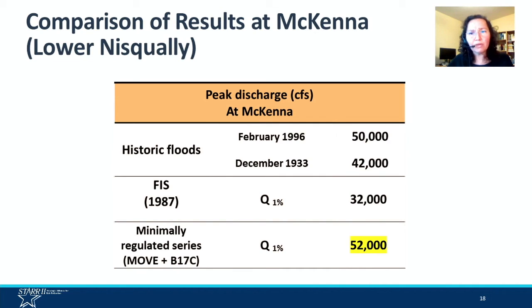Finally, we compared our 1% estimated flows for the gauge at McKenna. We only have effective flows for that gauge. And we also compared against historic flows. Our Bulletin 17C frequency analysis using the minimally regulated events and the record extension produced a 1% flow of 52,000 CFS, much higher than the effective 32,000, and in line with the historic floods of 1933 and 1996.